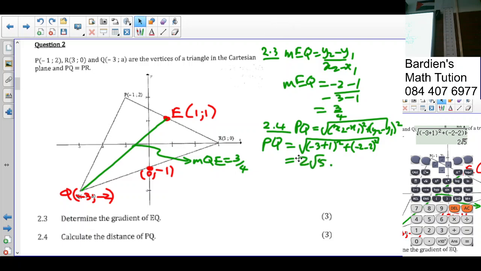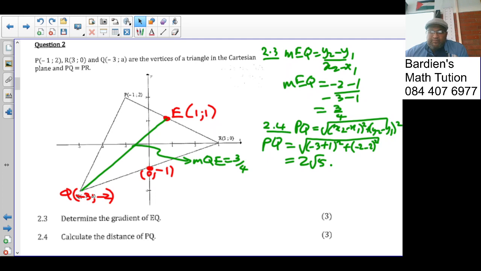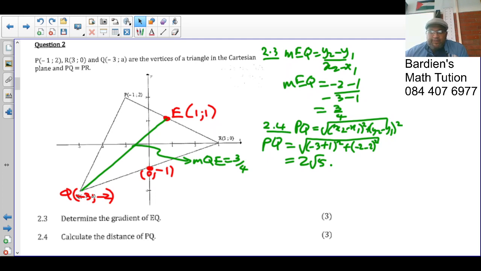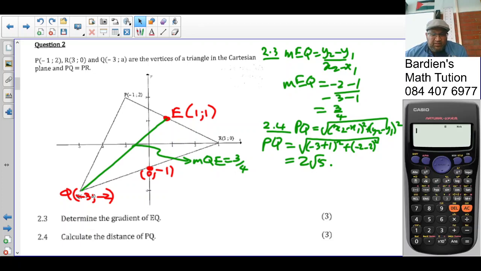Okay, this looks a bit weird. So I'm just going to fix the calculator quickly. Change the calculator completely. Close that. Okay, I hope that's better.